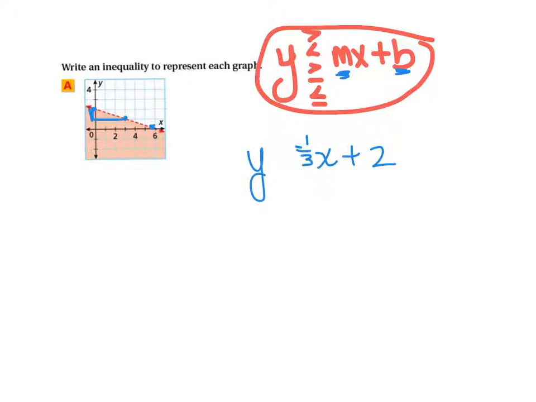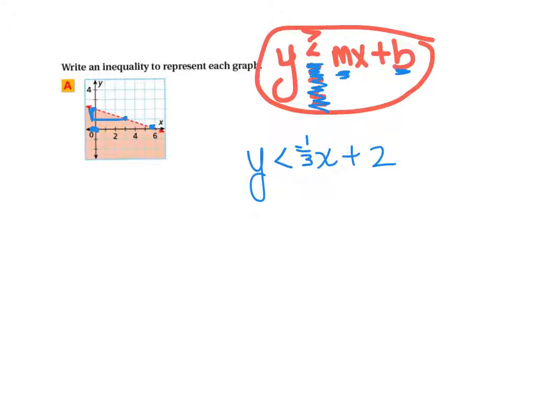And then I have to see if I need a solid or dotted line here. I have a dotted, so I'm definitely not going to use these equal to symbols. So those are out. So I'm torn between greater than or less than. Since it really is below the line, I pretty much know it's going to be a less than, but I'm going to show you how to check.